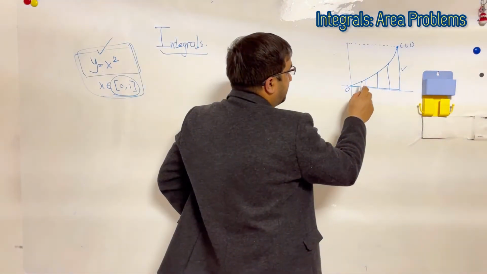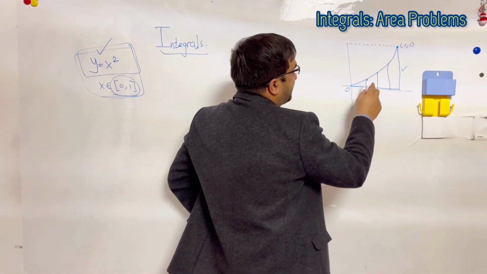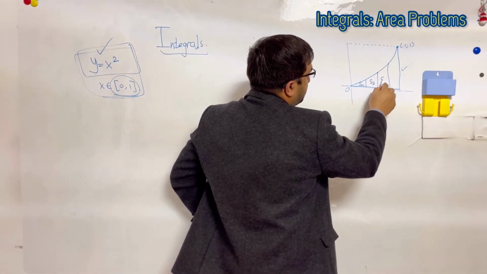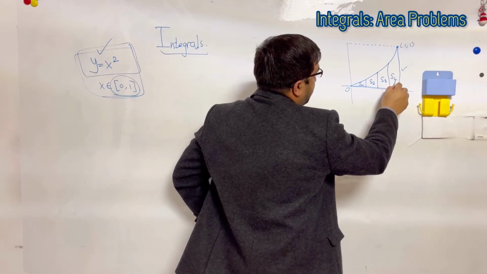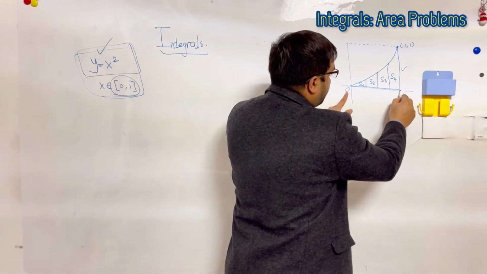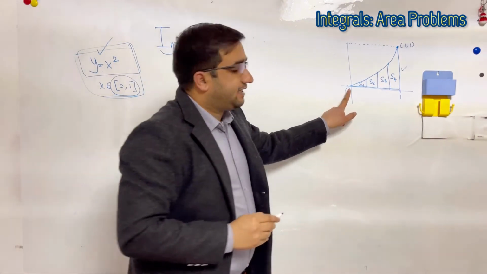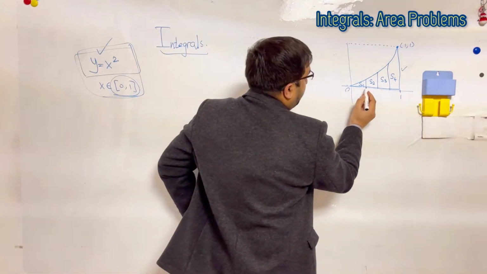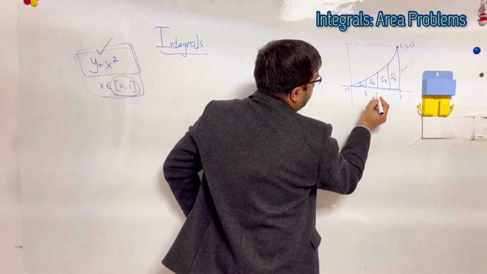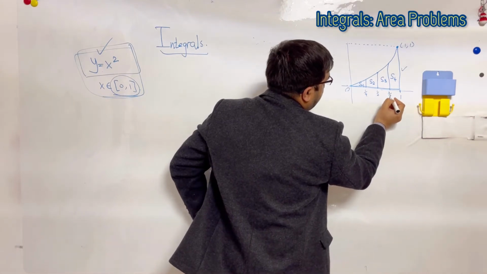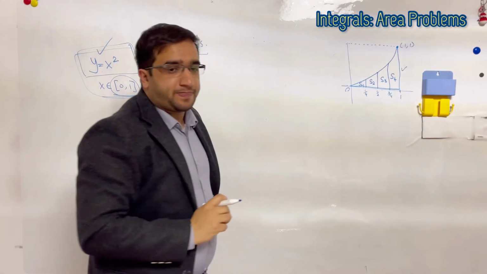And I'm saying originally this whole shade was S. I'm saying now this is S1, this is S2, this is S3, this is S4. And the distance from 0 to this point actually was 1. Since I have divided this 1 into 4 parts, so now this is 1 by 4, this is 1 by 2, this is 3 by 4, and this is 1.